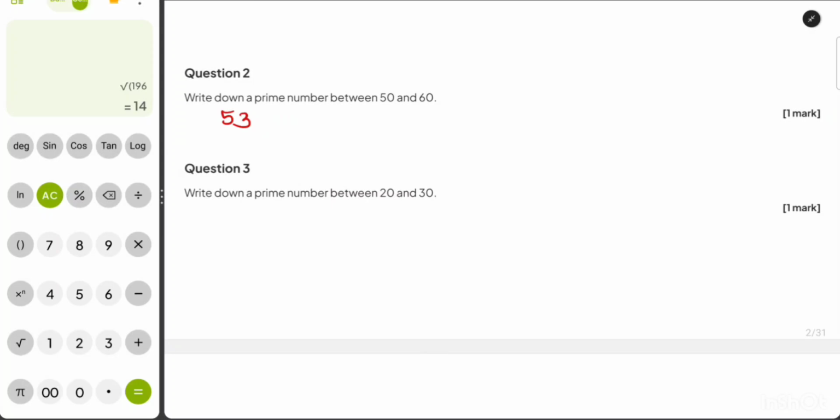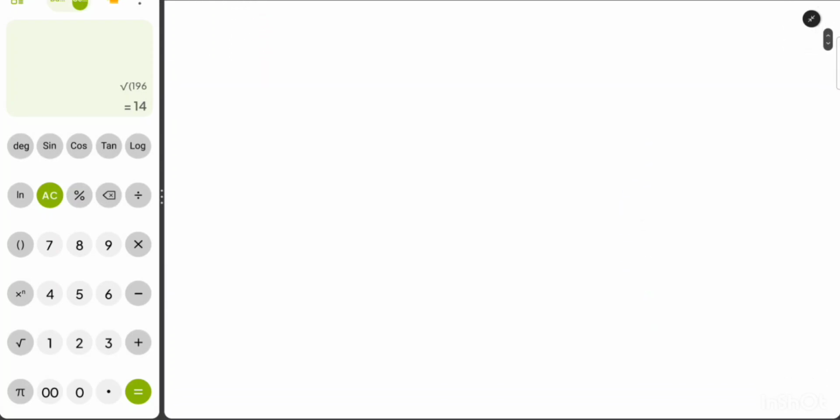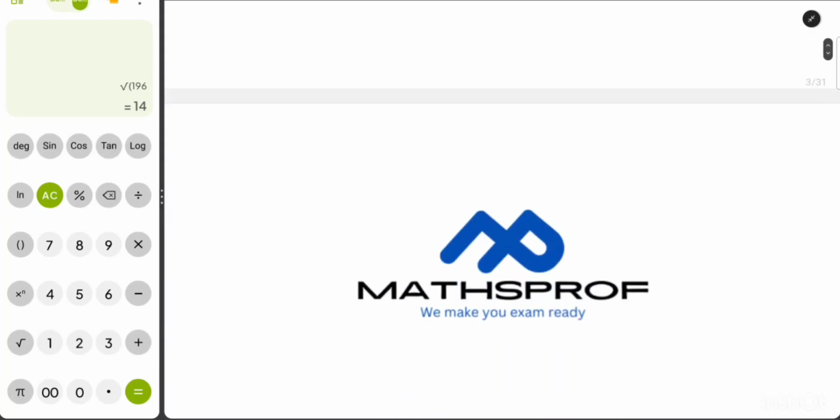If they are asking you only one, then just give them one only. If you are giving them more answers, then it might be considered a wrong answer. So that means the answer is 23, or you can also write 29. Don't write 27. 27 is not a prime number. Okay, that was it for the first worksheet.